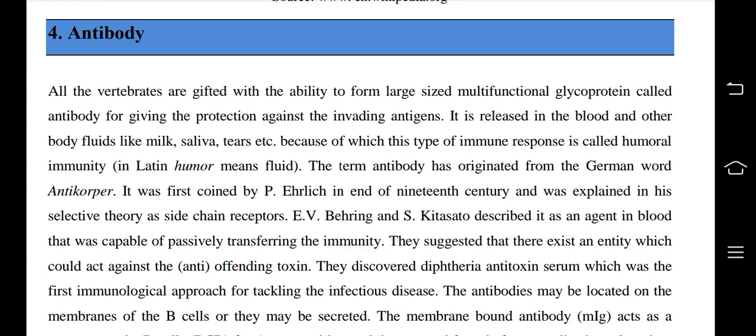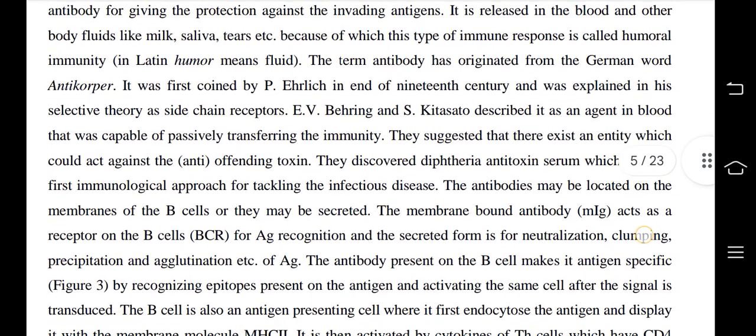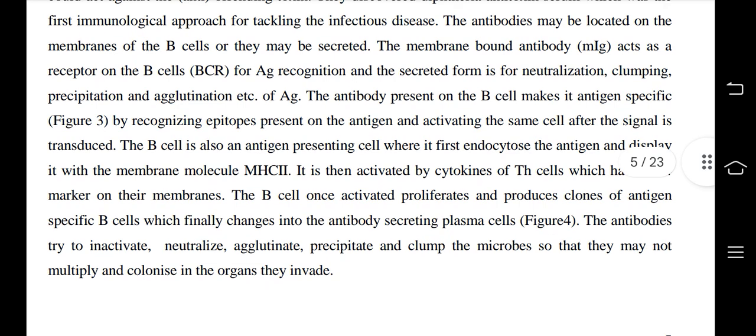It was first coined by P. Ehrlich at the end of the 19th century and was explained in his selective theory as side chain receptors. E. V. Behring and S. Kitasato described it as an agent in blood that was capable of passively transferring immunity. They suggested that there exists an entity which could act against the offending toxin. They discovered diphtheria antitoxin serum, which was the first immunological approach for tackling infectious diseases.